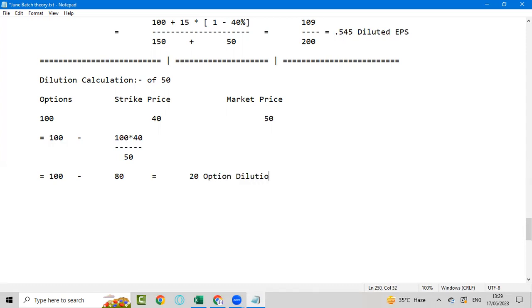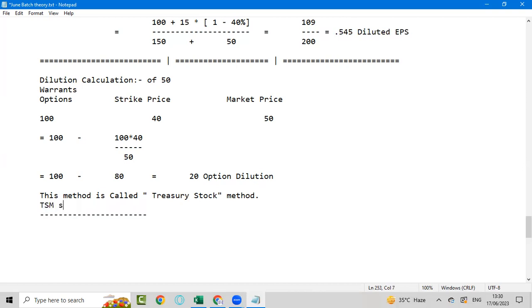This is called option dilution. This method is called the treasury stock method. Then next, what do we have? The method for options and warrants is the same. We will use only the treasury stock method.